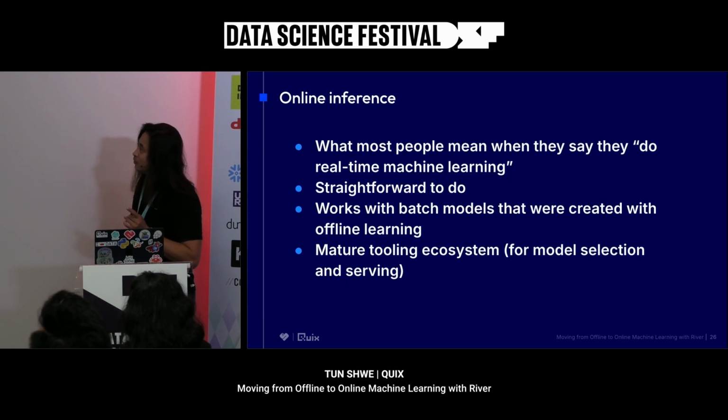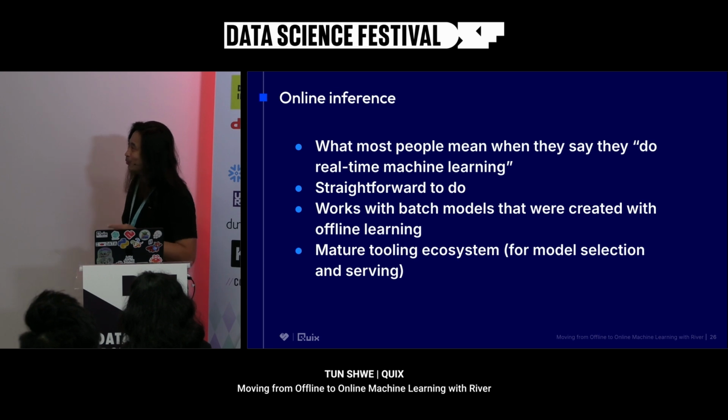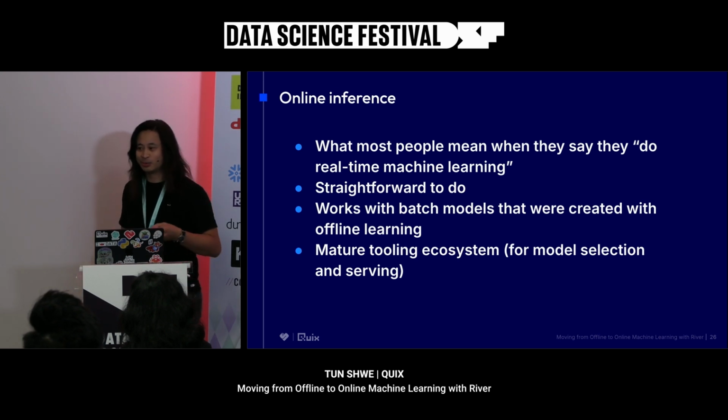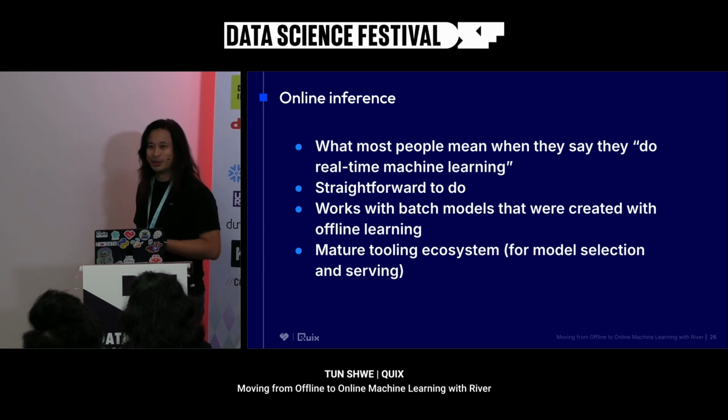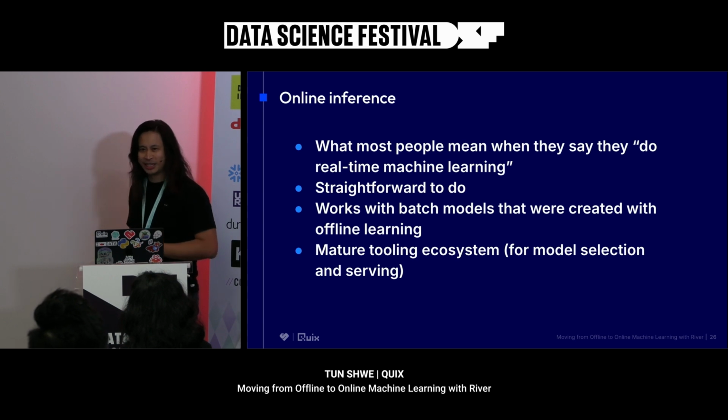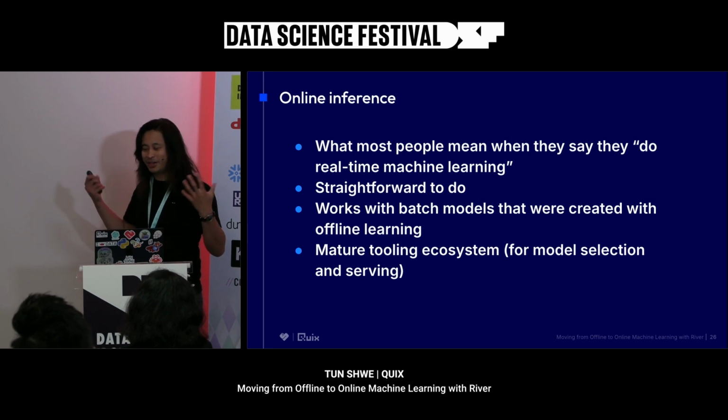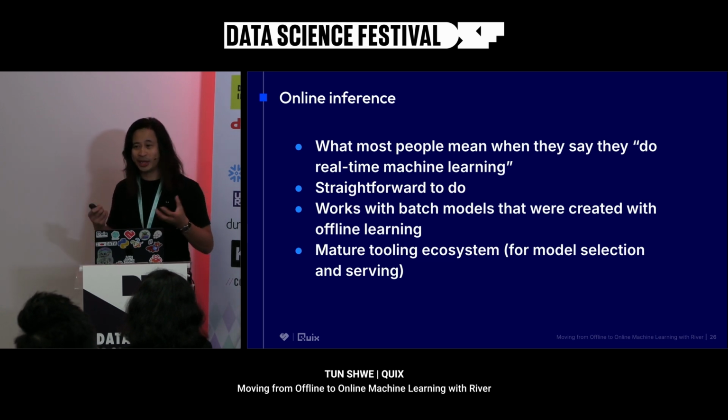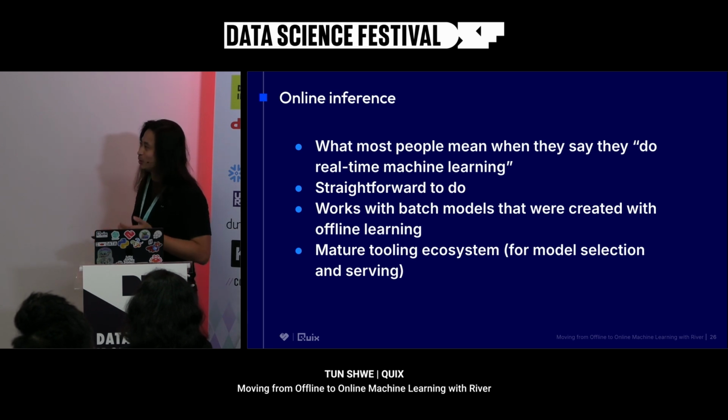And online inference is what most people mean when they say they do real-time machine learning. When I go to conferences, I talk to other practitioners. I say, do you do real-time machine learning? They'll say, oh, yeah, we do that. And when you drill down, what they're actually doing is online inference. And most people do that. You have an API that the machine learning model will hit at the point of request time, and it will get the prediction out. That's actually what's happening. Inference is straightforward to do.